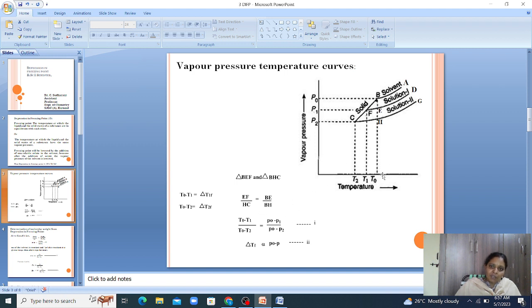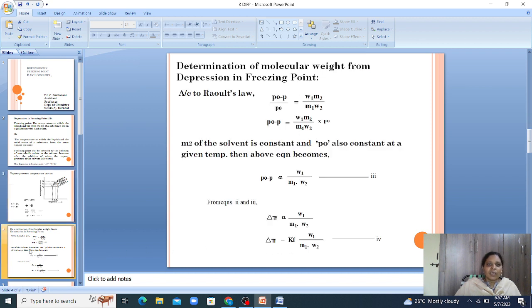So EF refers to T0 minus T1 and HC refers to T0 minus T2. BE refers to P0 minus P1 and BH refers to P0 minus P2. So we get the general relationship between the depression in freezing point and lowering of vapor pressure. That is, they are directly proportional to each other.